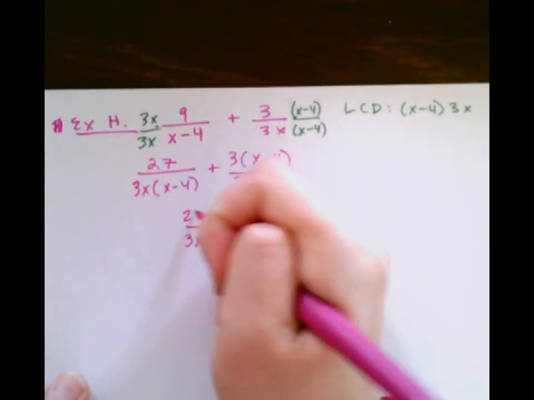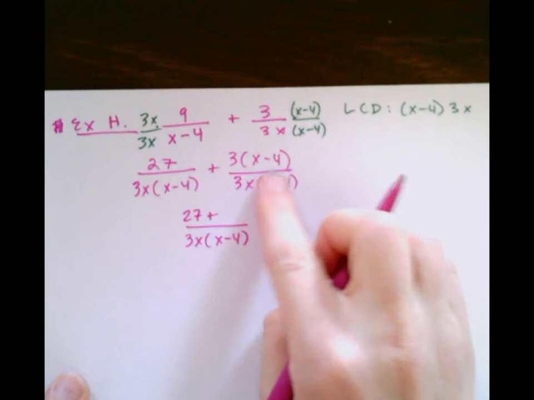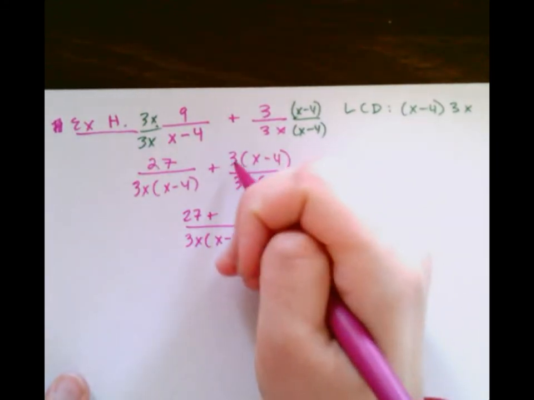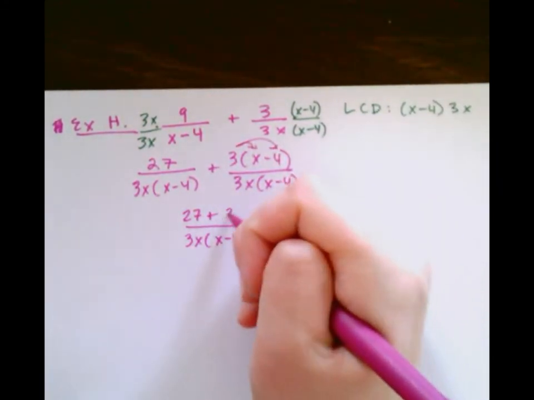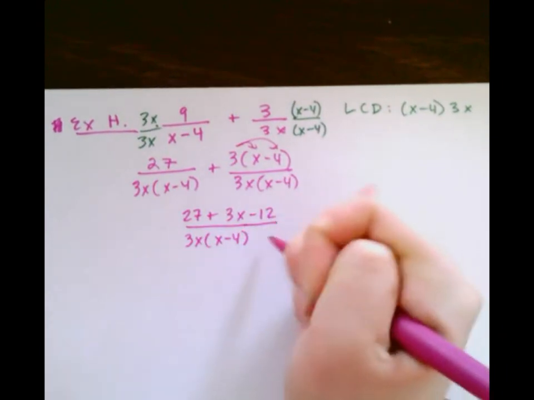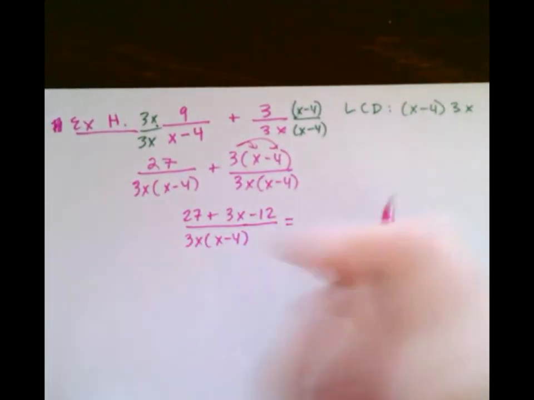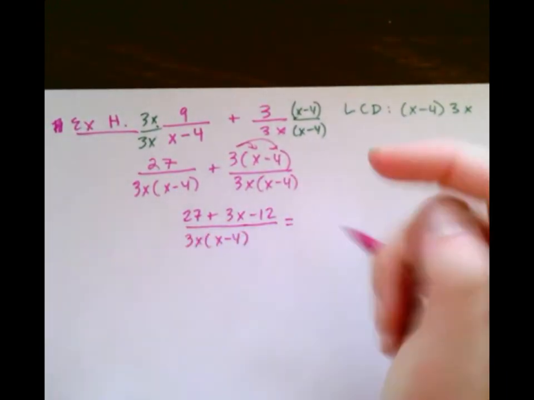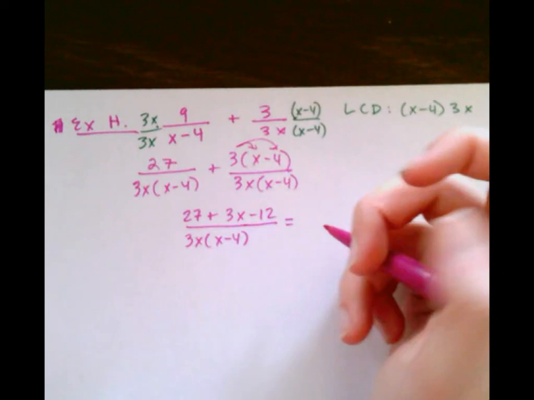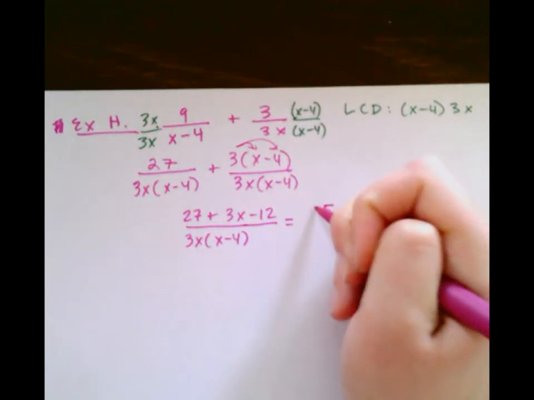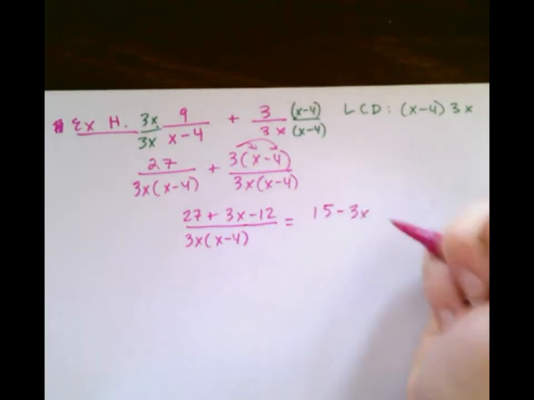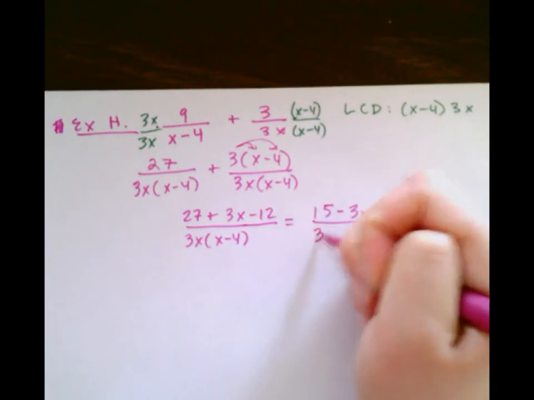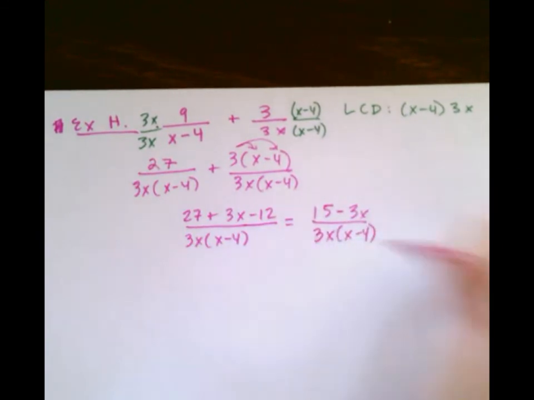And I get 27 plus, I'm not sure if anything's going to cancel, but I could distribute that 3 and combine like terms. So I'd get 3x minus 12. Then I could just subtract 27 minus 12 and get 15 minus 3x over 3x times x minus 4.